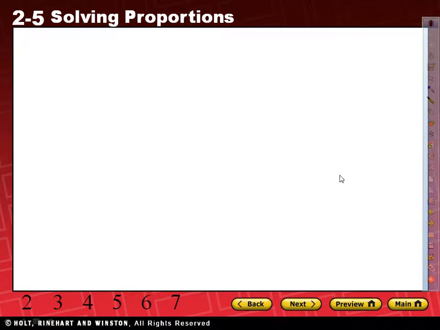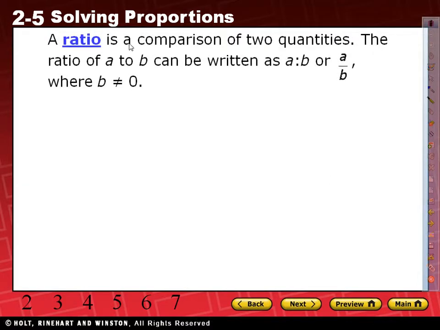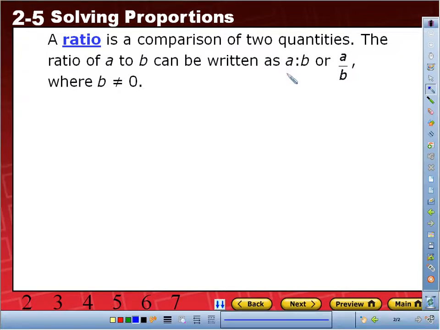Here they go. First things first, a ratio. A ratio is a comparison of two quantities. The ratio of A to B can be written as A to B or A over B. The denominator cannot be what? 0. Okay? Look at the way they write it. Everybody look up, please. Look how this is written, and we can make this into a fraction. Is that correct? This is a good way of writing ratios, and it's usually when we compare two quantities.